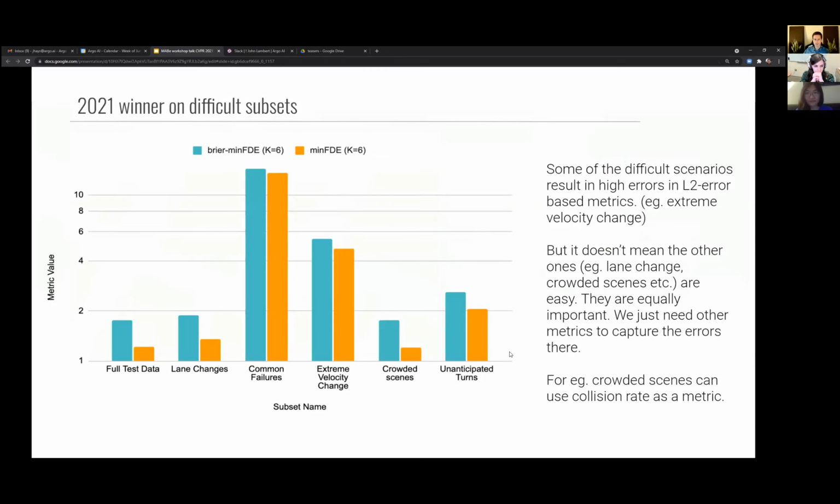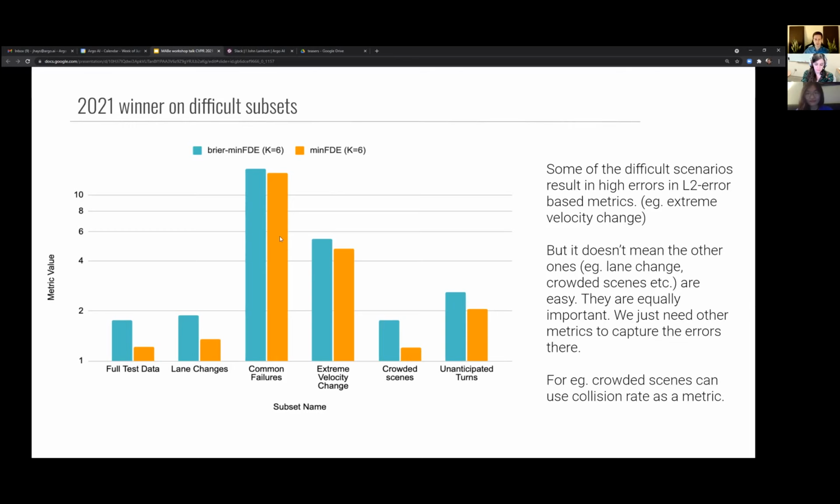And we've analyzed several of these challenging scenarios. So different columns here show the errors on these different types of scenarios. So on the leftmost is the full test data. So just to sort of calibrate this, the test set as a whole is this difficult. And things like lane changes, not a whole lot more difficult. But things like extreme velocity changes that I just showed have 2 or 3 times as much error as the test set as a whole. And again, unanticipated turns, I showed one of those earlier, substantially higher error.